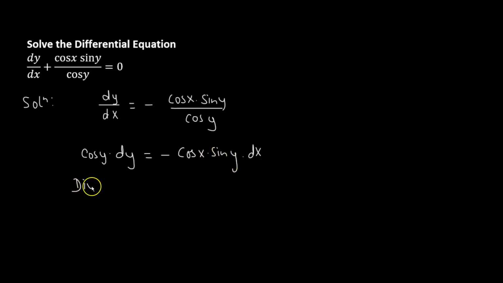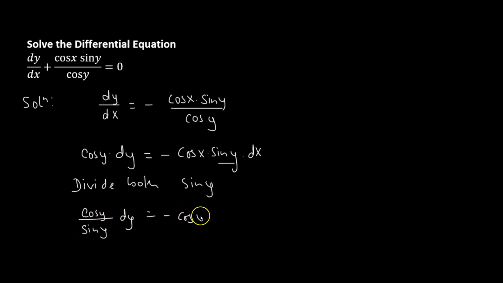dx. Now we will divide both sides with sine of y. That's because we want to make the coefficient of dx purely a function of x only. So we have cosine of y divided by sine of y dy, that's equals to negative cosine of x dx. So they are in the separable form, so we can integrate both sides, and this should give us the final result, which will be log of sine y equals to negative sine x plus the constant of integration c. Let's move on to the next problem.